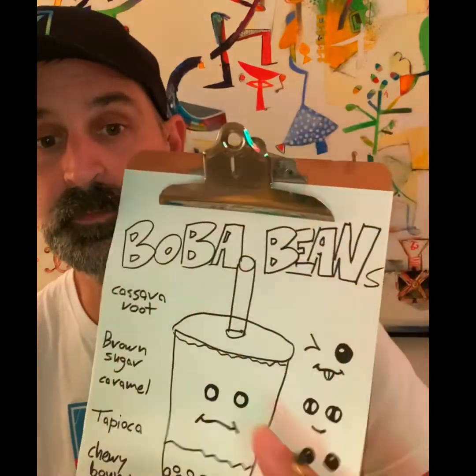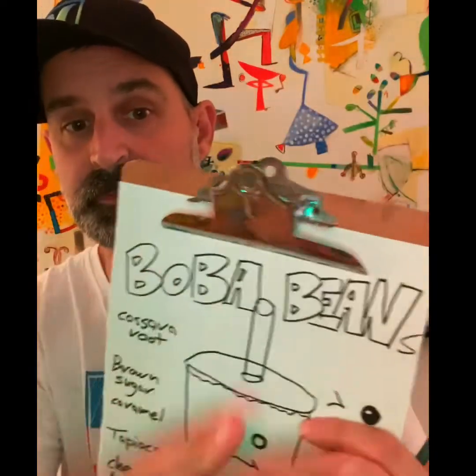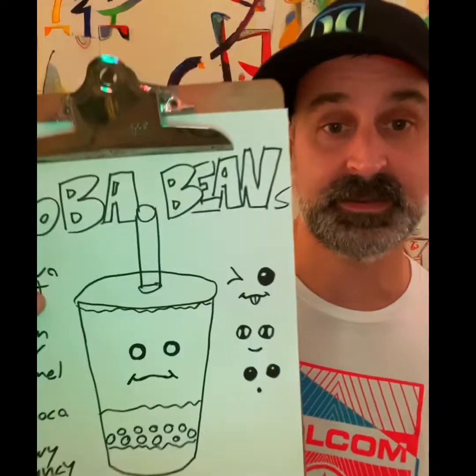So since I'm doing 4, we got our basic design here. We have some information, some names, some words to use, and then some different cute little face ideas to put on top of each one. So let's bounce on into the creation station and check it out.